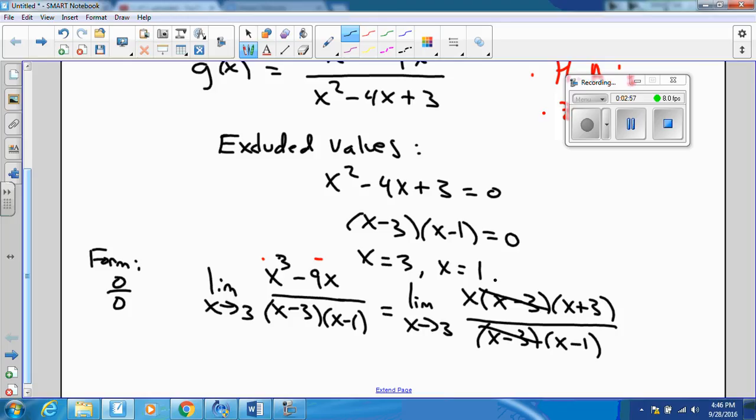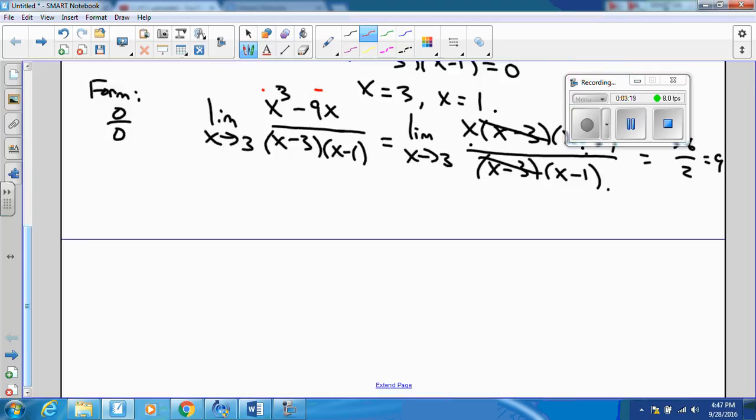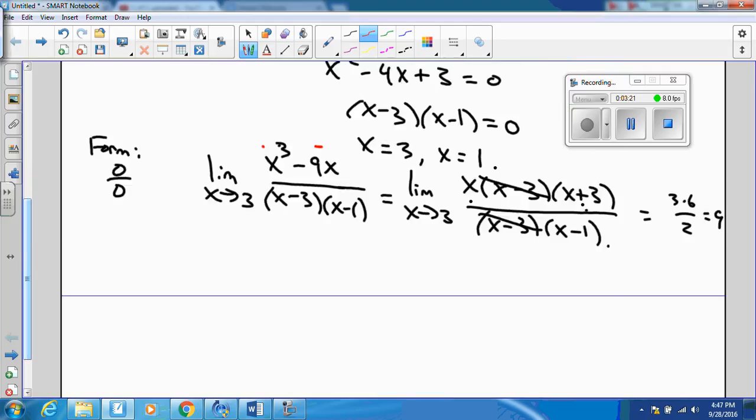And when I cancel it, I get a bonus. I get, first of all, the value of the limit, which is going to be 3 times 6 over 2, or in other words, 9. But I also get a reduced fraction that I can now use in place of g of x. And so when I test it, I draw the conclusion from my analysis. Since I got a finite value here, I conclude that my graph as a whole has a hole at x equals 3 with a y value of 9.